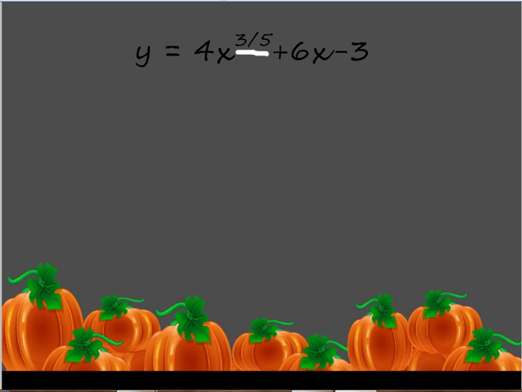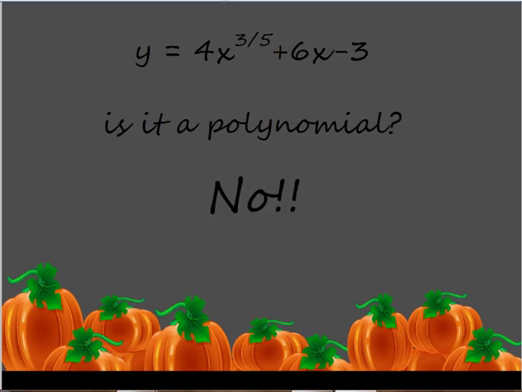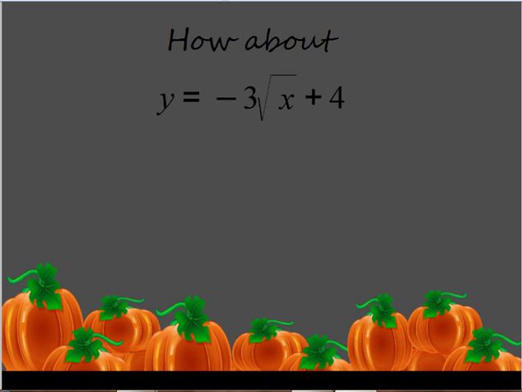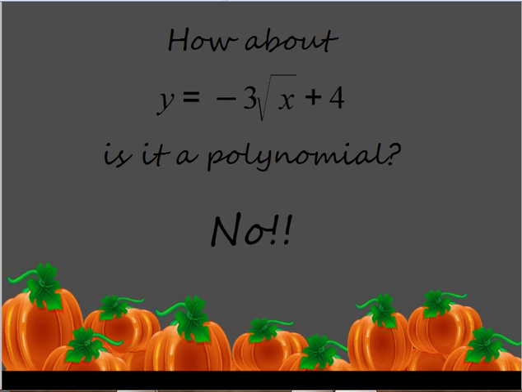My next example though, I should have erased that part first. If you look at it, the power itself is not a whole number. It's not an integer. So that in itself is enough to say, is it a polynomial? Well, big resounding no. How about a polynomial, or an equation I should say, with a root in it? Well, if you recall, a square root is the same as x to the 1/2 power. So that square root itself makes this not a polynomial.